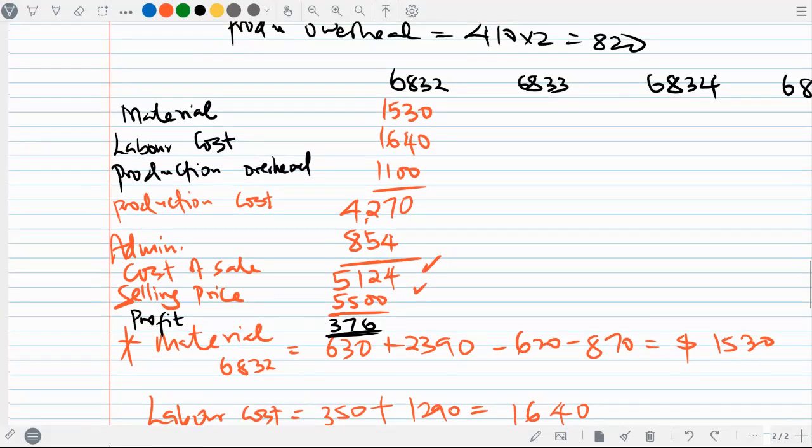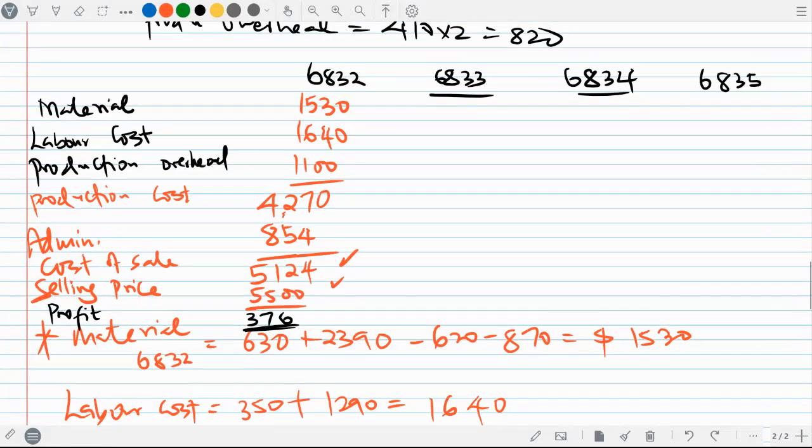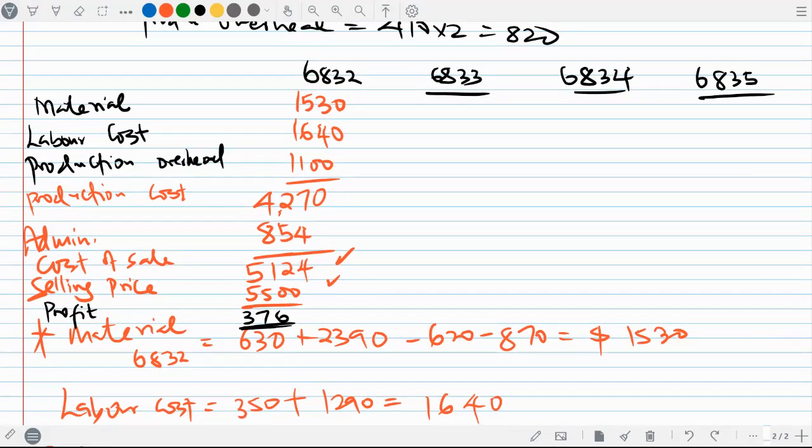Okay, no question. Therefore, do the same for jobs 68.3, 68.4, and 68.5. These are easy ones because there's no brought forward material. So what do you get for jobs 68.3, 68.4, and 68.5?